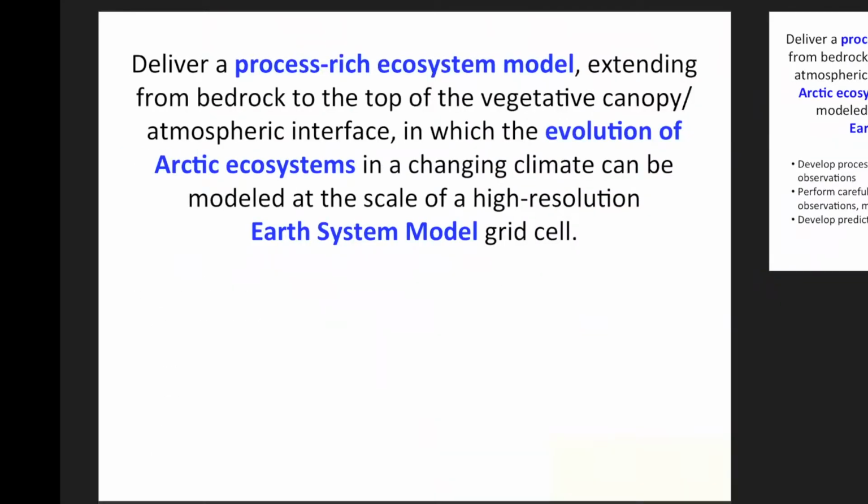Our overall goal over the past years has been to learn from the observations, either that we make or others make, and develop process-rich ecosystem models. So these are intended to be mechanistic models that we can apply to evaluate the observations that we made at the site scale. Our goal is to look at how Arctic ecosystems are going to change over time under a changing climate. And more than just building process or mechanistic models, we want to be able to take what we learn and put them into an Earth system model. And we're working in the ACME land model to do that. And I'll give you some examples of how that's going.